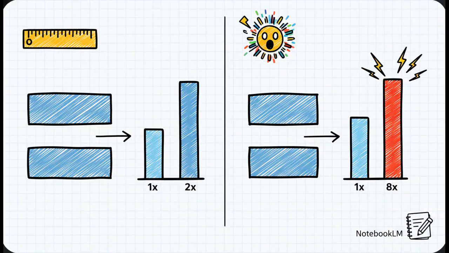And this leads to what we call the B cubed rule. And honestly, it is staggering. If you double a tank's length, the free surface effect gets twice as bad. Okay, that makes sense. But if you double the width of that same tank, the effect doesn't double. It multiplies by a factor of 8. It's 8 times worse. That's why wide, open tanks are an absolute nightmare for stability.